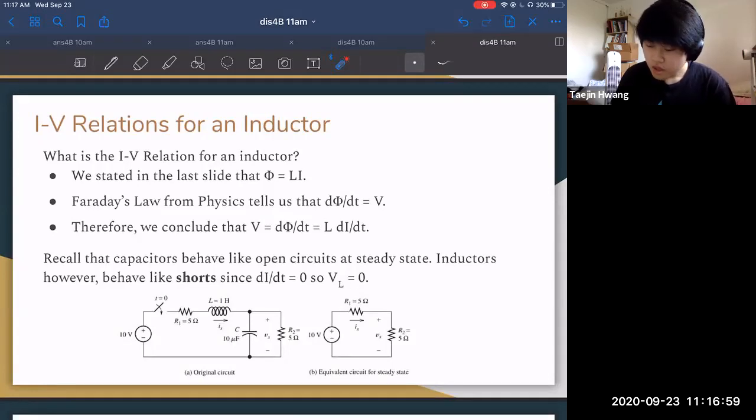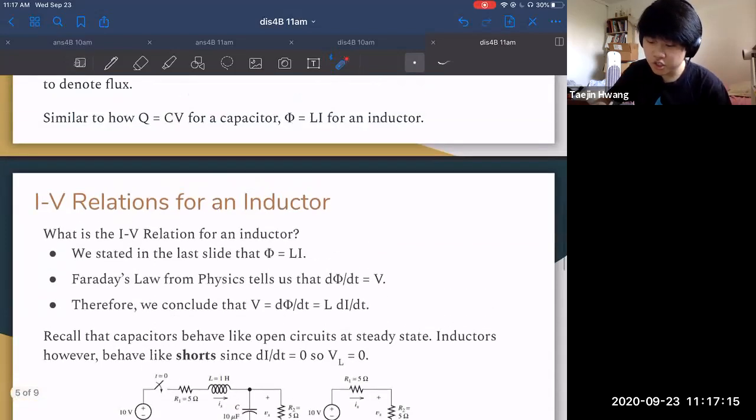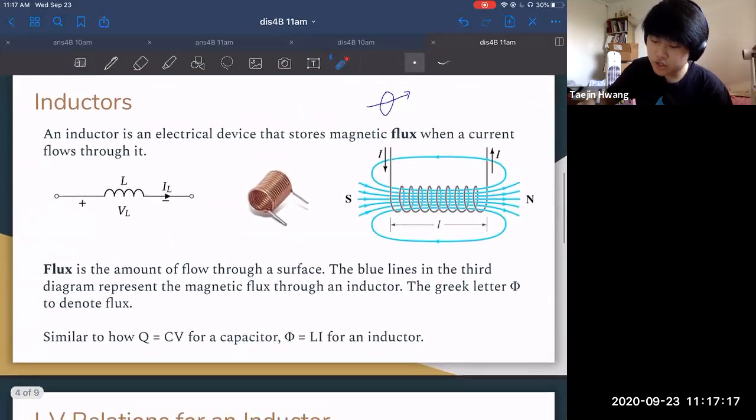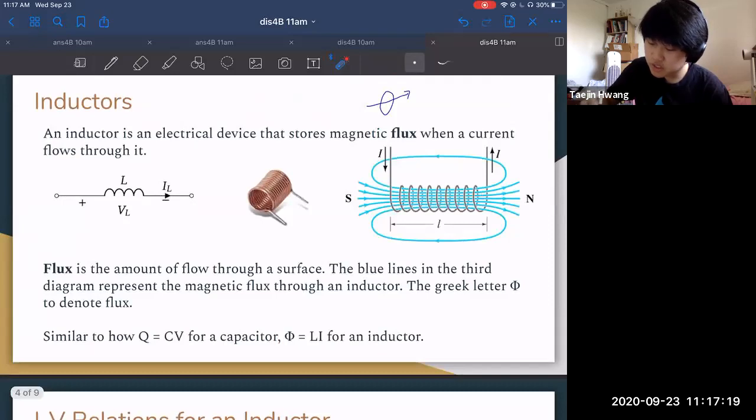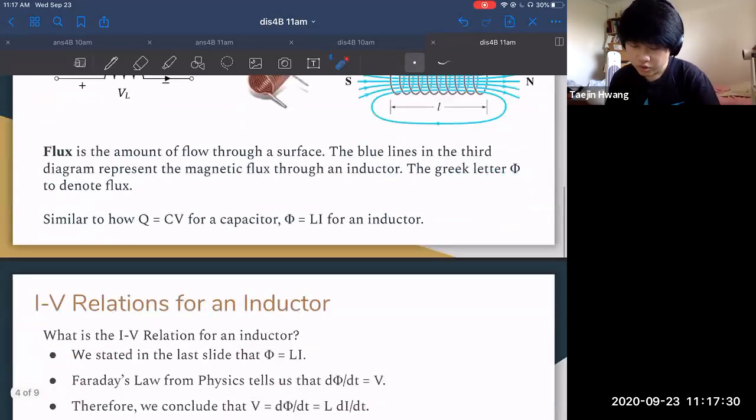And if you've taken physics, you might know Faraday's law, which tells us that the instantaneous rate of change in flux, d phi/dt, is equal to the voltage. In other words, this inductor is generating this voltage difference based on the instantaneous rate of change of flux. Similar to how the capacitor generates a current based on the instantaneous rate of change in voltage.